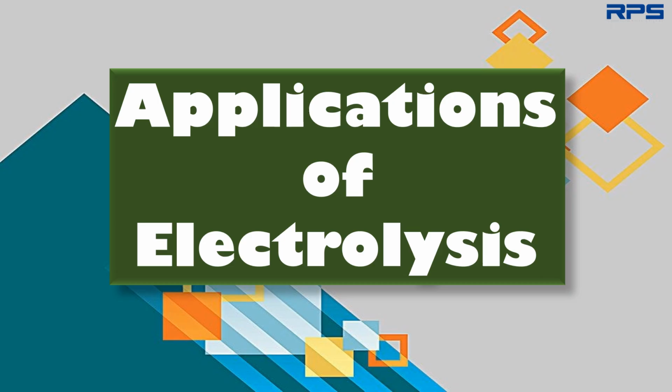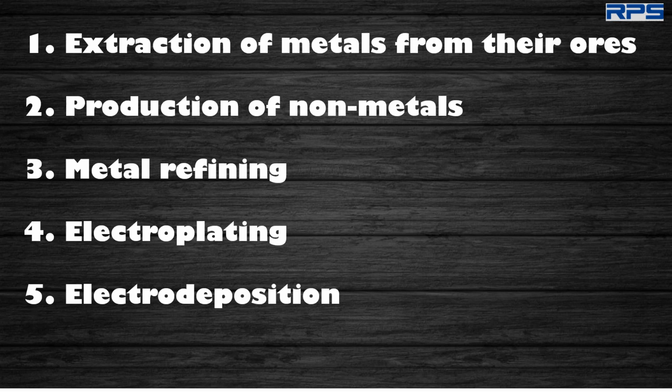Now let's discuss some applications of electrolysis. Electrolysis is used in the extraction of metals from their ores. It is also used for production of nonmetals. Electrolysis is used for metal refining, which is refining of impure metals into pure ones. Electroplating is an important application of electrolysis. It is the process of coating a thin layer of desired metal over another metal by passing electric current. Another important application of electrolysis is electrodeposition. It is the process of increasing thickness of metallic parts by depositing a layer of metal over them by the application of electric current.